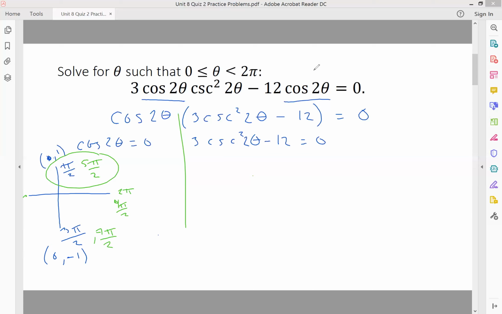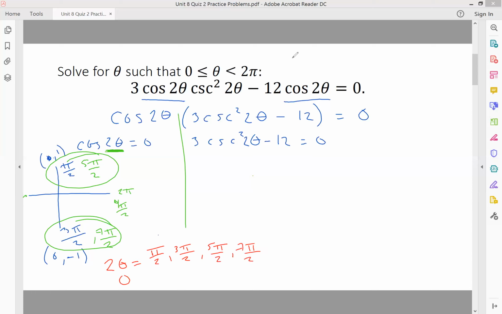So that leaves us with 4 values, but that's not what theta equals, that's what 2 theta equals, because cosine of pi over 2, if pi over 2 was in the space here, equals 0, and cosine of 5 pi over 2 equals 0. So we want to actually solve for theta. So in order to do that, we set 2 theta equal to each of those 4 values that we got before. So pi over 2, 3 pi over 2, 5 pi over 2, and 7 pi over 2.